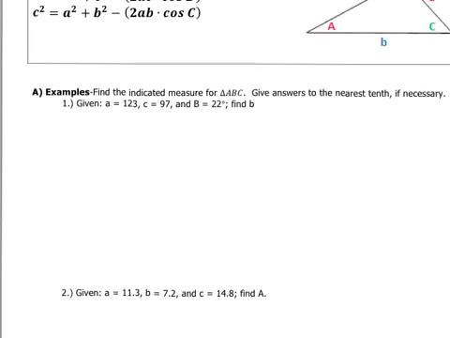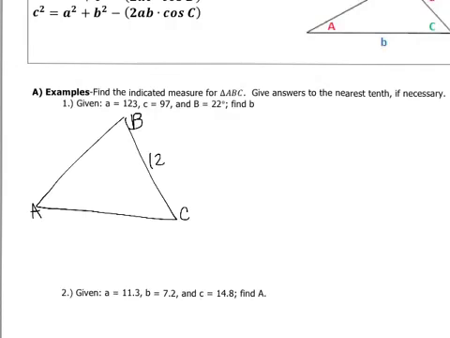It says to find the indicated measure for triangle ABC. Just like we started with last time, I would suggest sketching out your triangle and filling in the information that you know. In this case, we're looking for the length of side b.